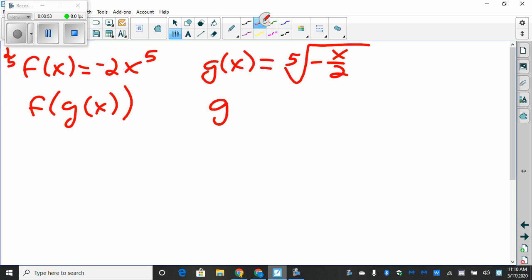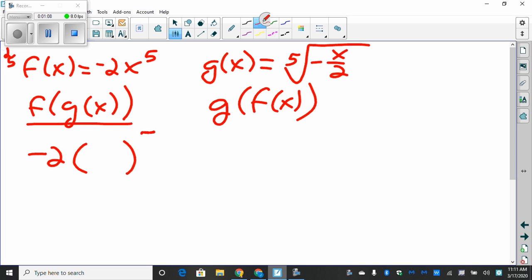And then, of course, we have to do g of f of x. And they both must equal x, and only x, to be inverses. So the first one I'll do is this one. I'll take f, which is negative 2x to the fifth, but I have to put g of x into here. So that is the fifth root of negative x over 2. Well, if I take the fifth root of this and raise it to the fifth, these will just cancel out.